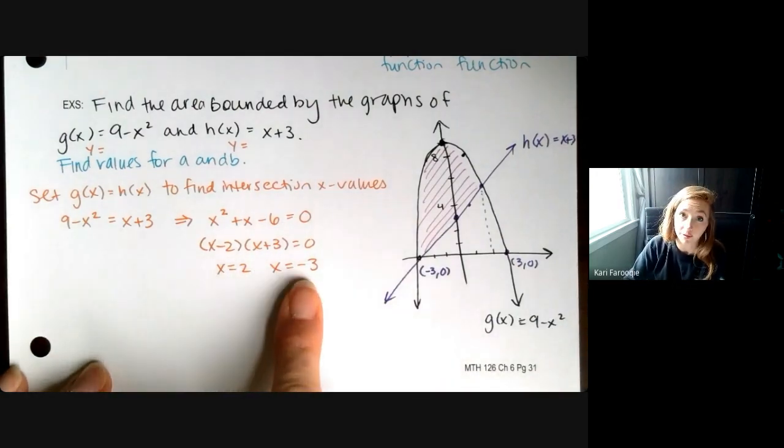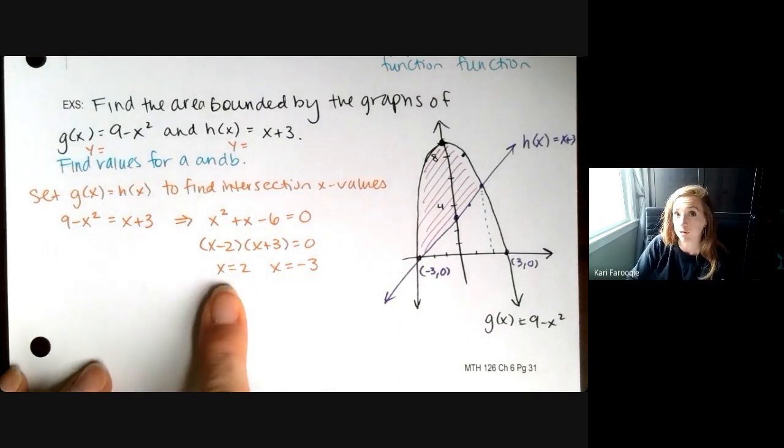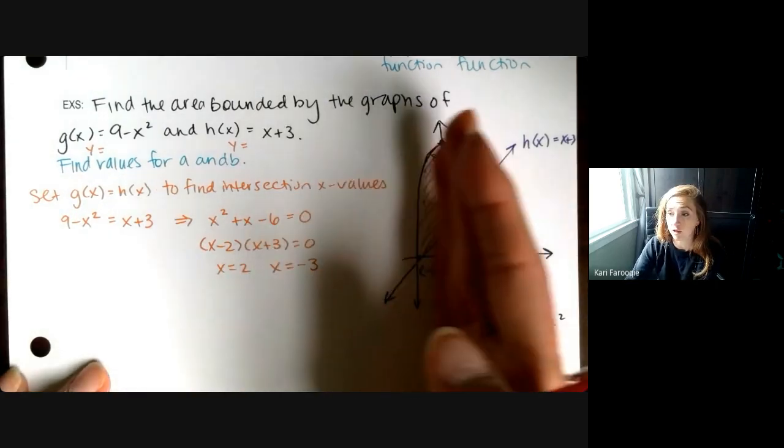So the smaller one is going to be your a, your lower limit of integration, and the larger one will be your upper limit of integration. So remember, you're thinking about this as moving from left to right.